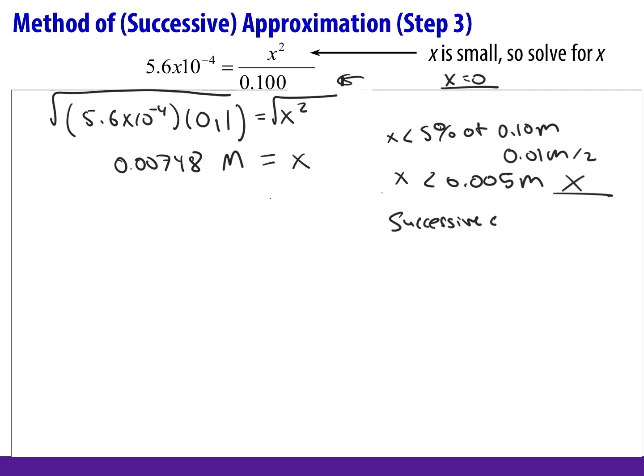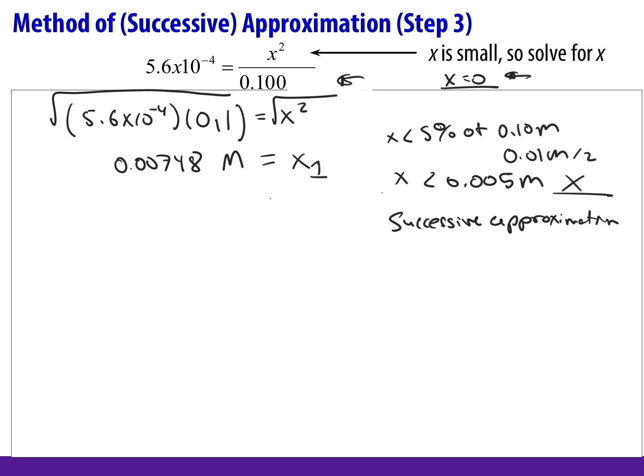So successive approximation says that what we can do is, our initial guess was that X was 0. That's what we assumed. Since X is small, it's going to be pretty close to 0. But now we actually have a better guess for the value of X. This initial procedure we did said, well, actually X should maybe be pretty close to 0.00748. So what we do is we label this our first guess for X.